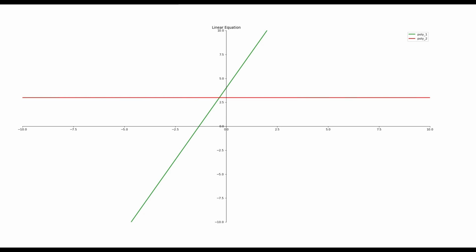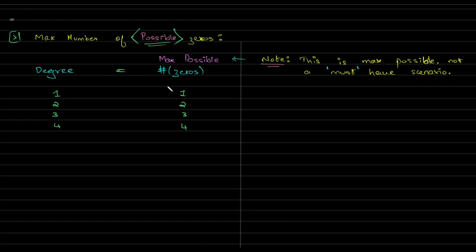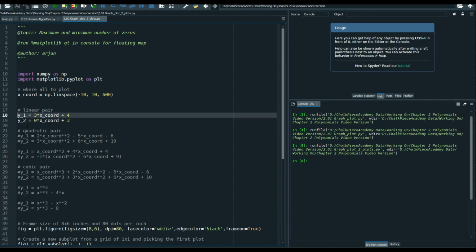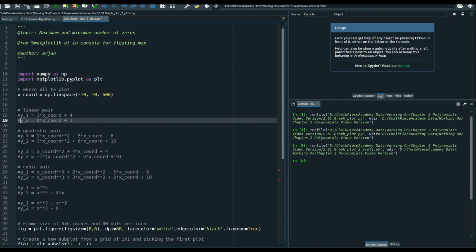So basically here what we saw was maximum possible zeros, meaning you can have zeros up to 1, but it need not be 1. So possible zeros are 0 and 1 in this case. You can have no zero if not 1 zero. When it comes to a linear equation, you can have either 1 zero if not no zero at all. Make sense? So let's understand it a bit more by taking up a few more examples. We'll go with quadratic polynomial now.